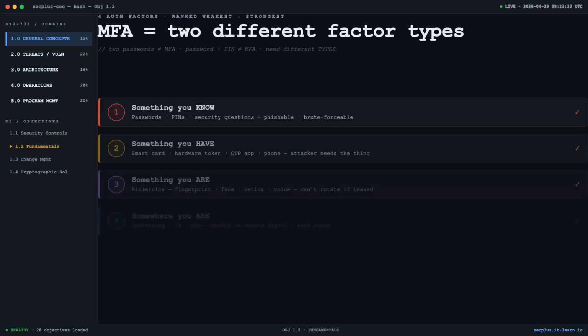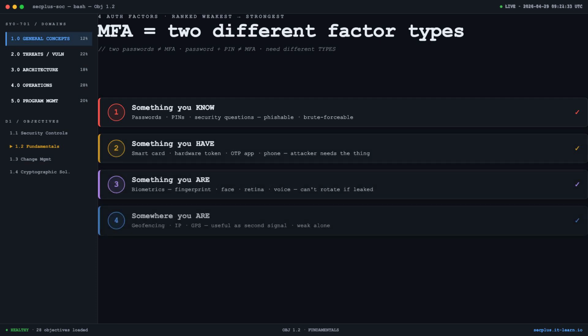Something you are is biometrics: fingerprint, face, retina, voice. Strong because it's physically you, but biometrics have a problem. If your fingerprint database leaks, you cannot rotate your fingerprint. Somewhere you are is location-based: IP address, geofencing, GPS coordinates. Useful as a second signal, weak on its own.